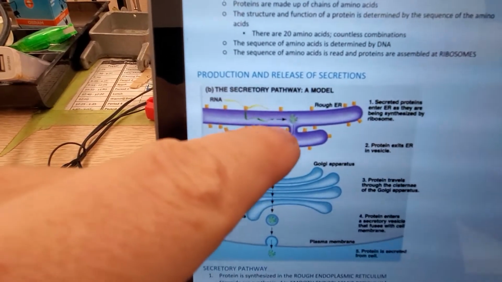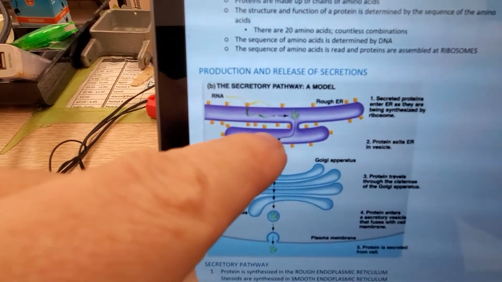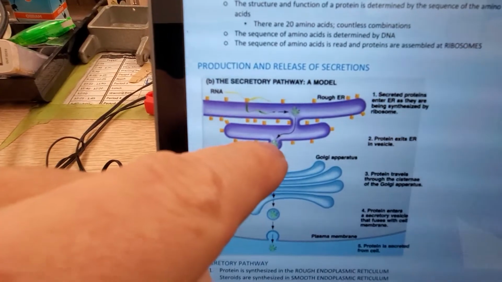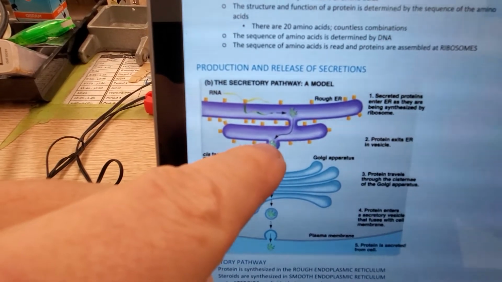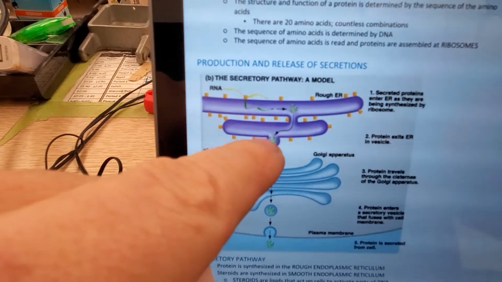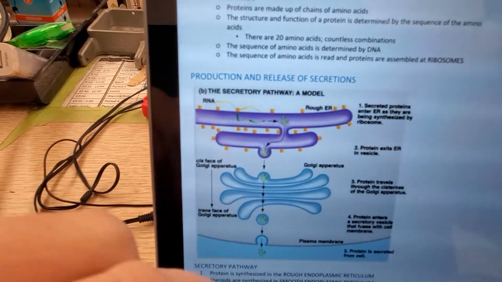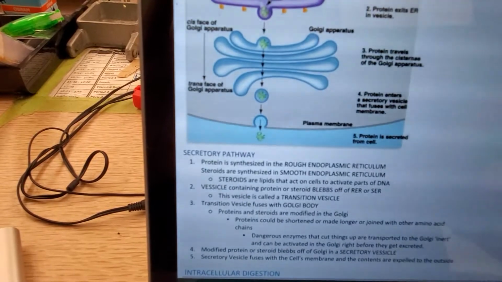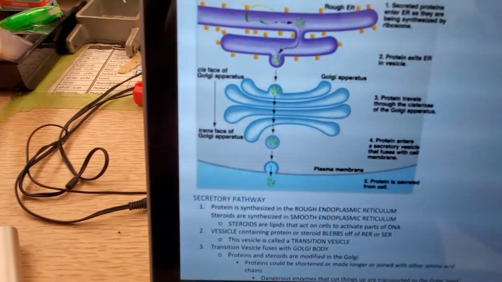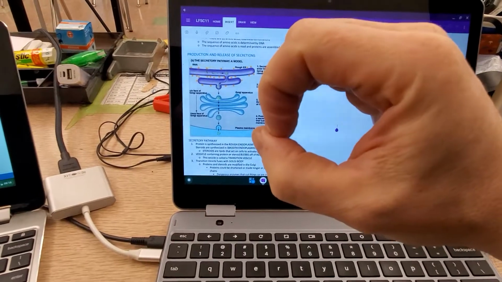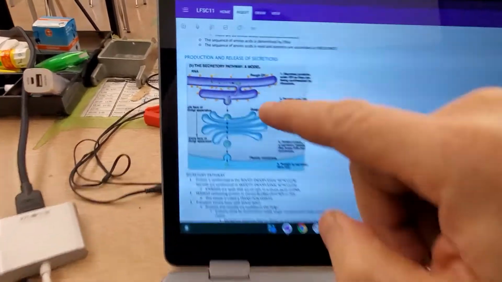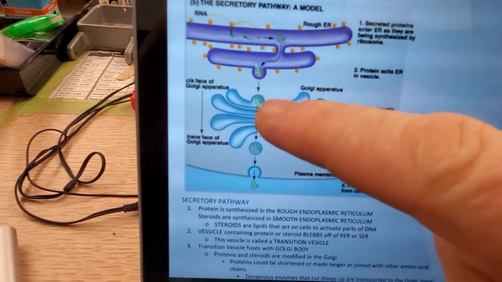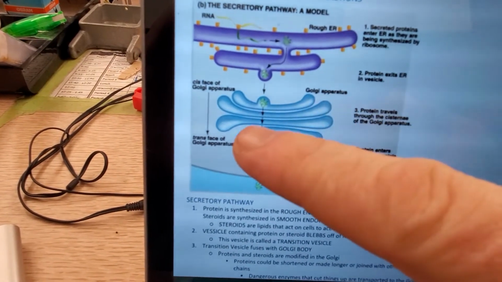So this isn't the fully assembled protein yet. Then that peptide chain fills up inside the rough ER, and the rough ER blebs. It's called blebbing. It blebs into what's called a transition vesicle. This vesicle is basically a membrane bubble full of that peptide chain, that protein, and it travels to this thing called the Golgi apparatus.